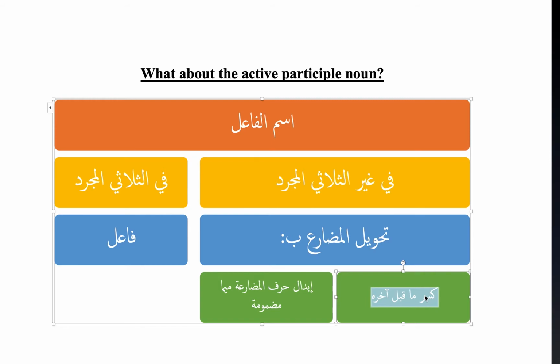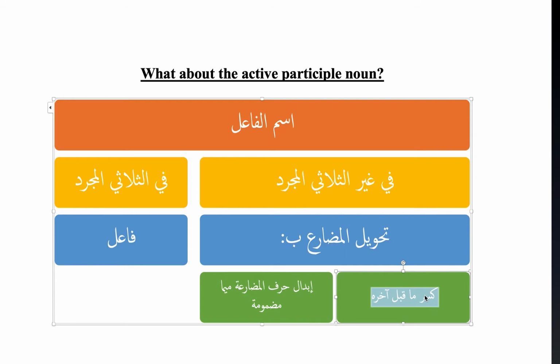What I do with this word دحرجة is I make it in the مضارع form. It becomes يدحرج. I then take this يدحرج, I convert the ياء into a ميم مضمومة. It becomes مدح. And the penultimate letter, the letter before the last letter, I give it a كسرة. So it becomes مدحرج. دحرج يدحرج مدحرج. That's how it becomes.